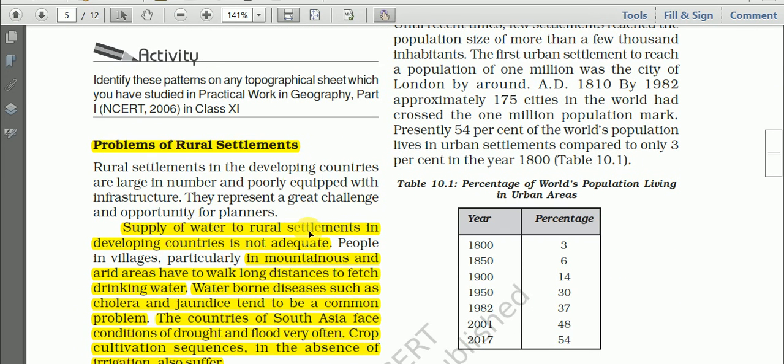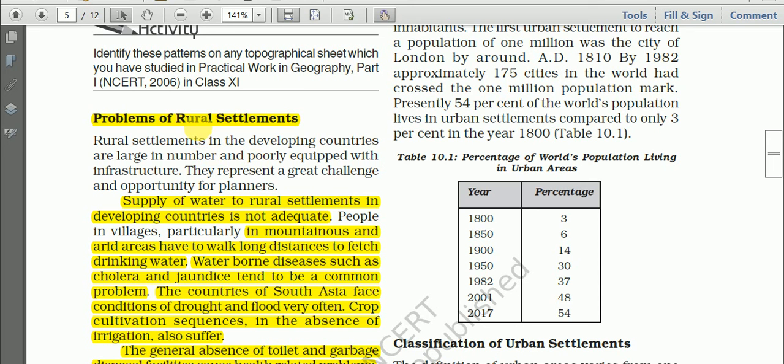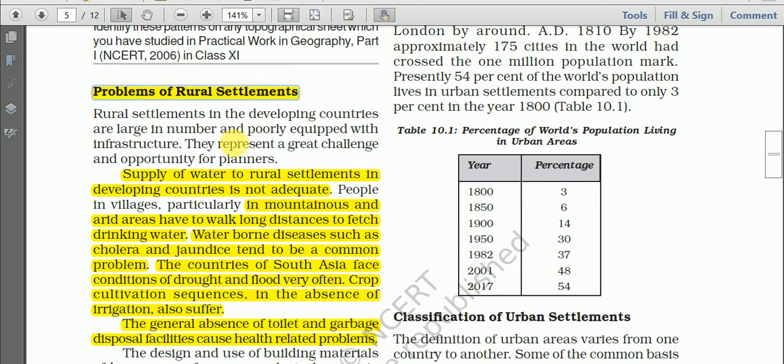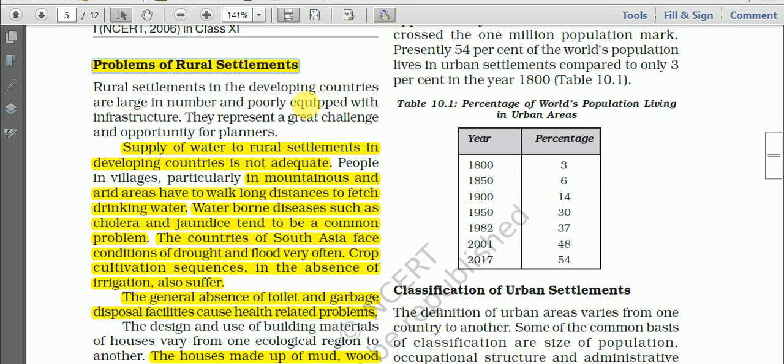Next, we have another important topic, that is problems of rural settlements. This area is very important for the exams also, frequently asked in board exams. So now let us find out some important problems related with the urban settlements in the world. We have to remember at least 5 important points from here.